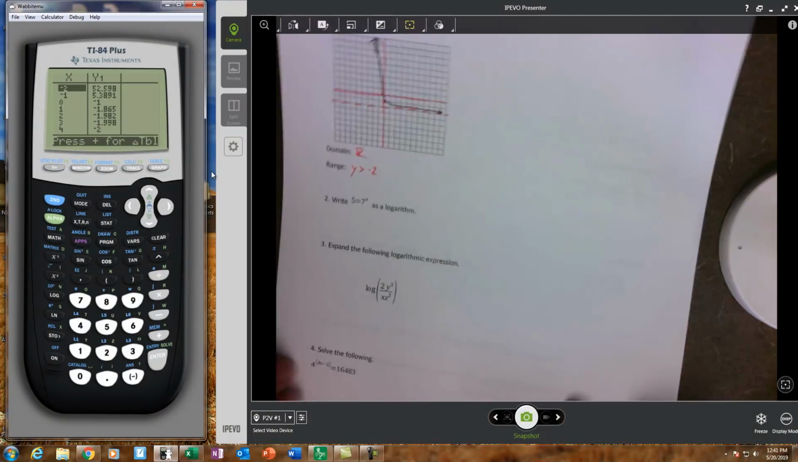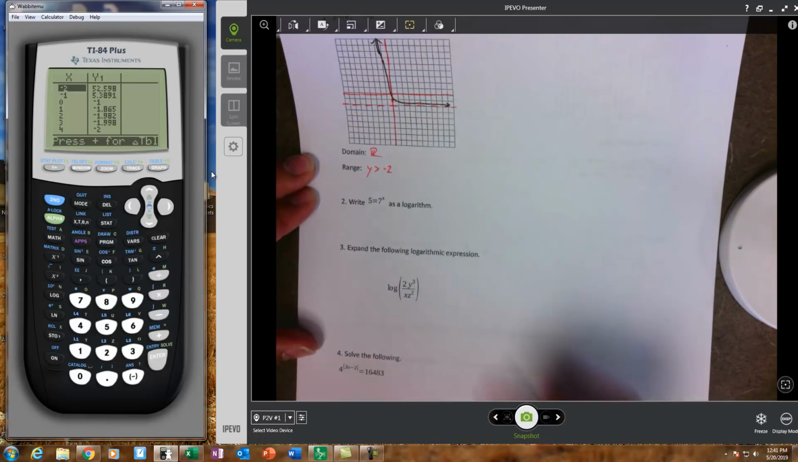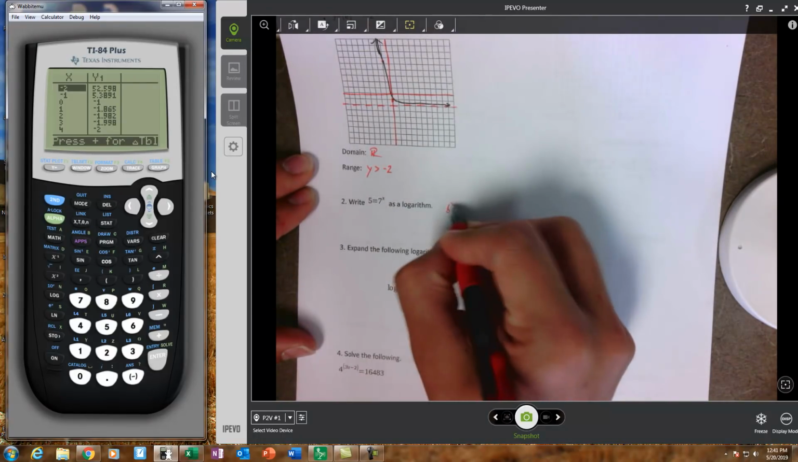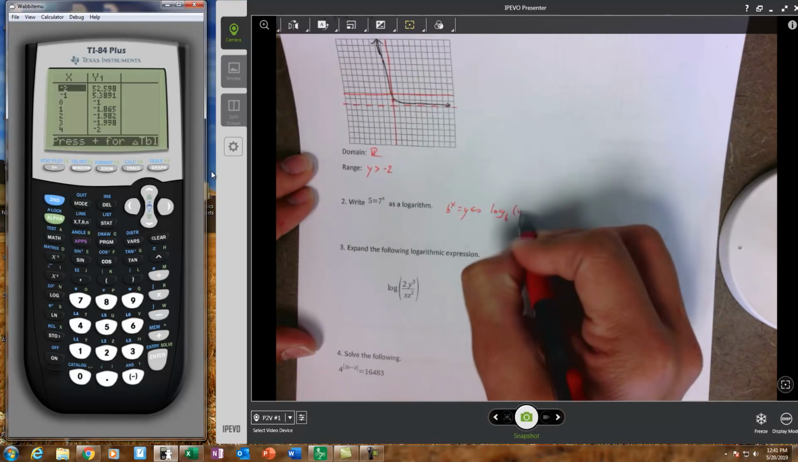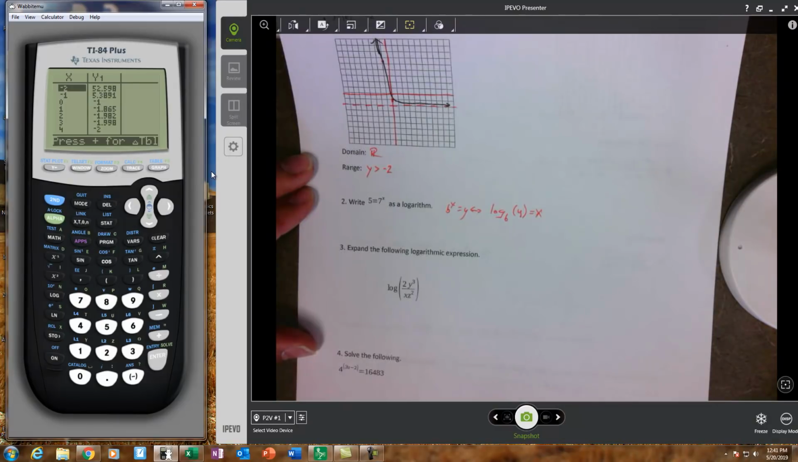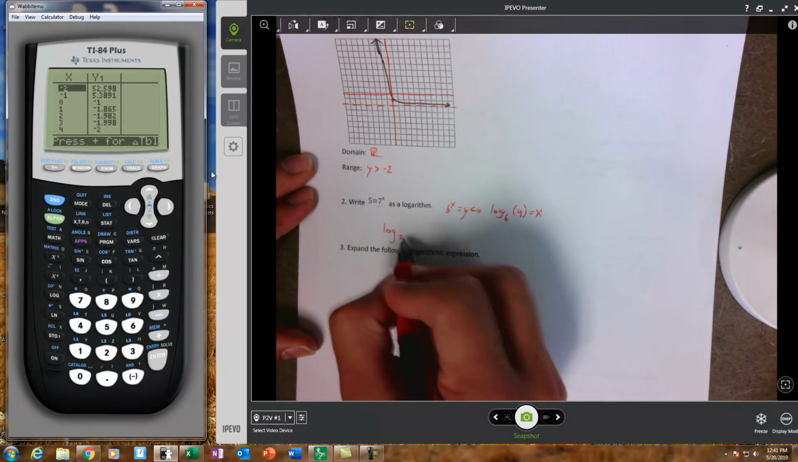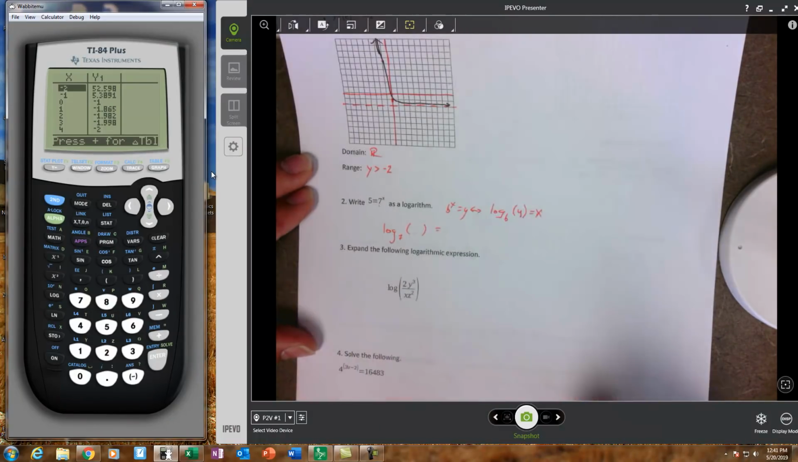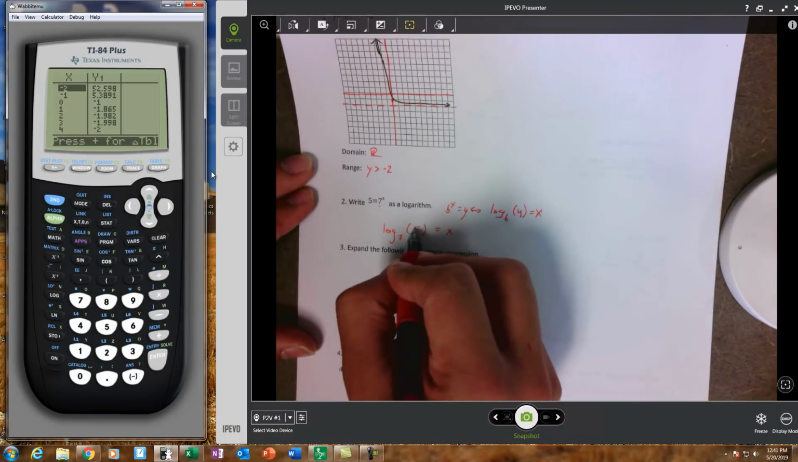Okay, here we go. The next question asks us to write 5 equals 7 to the x as a logarithm. You remember that b to the x equals y is interchangeable with log base b of y equals x. Logarithms always equal the exponent. So this would be log, the base of the exponent was 7, so the base of the log is 7. I know the logarithm will equal the exponent, which was x, meaning the only thing left is my 5 right there.